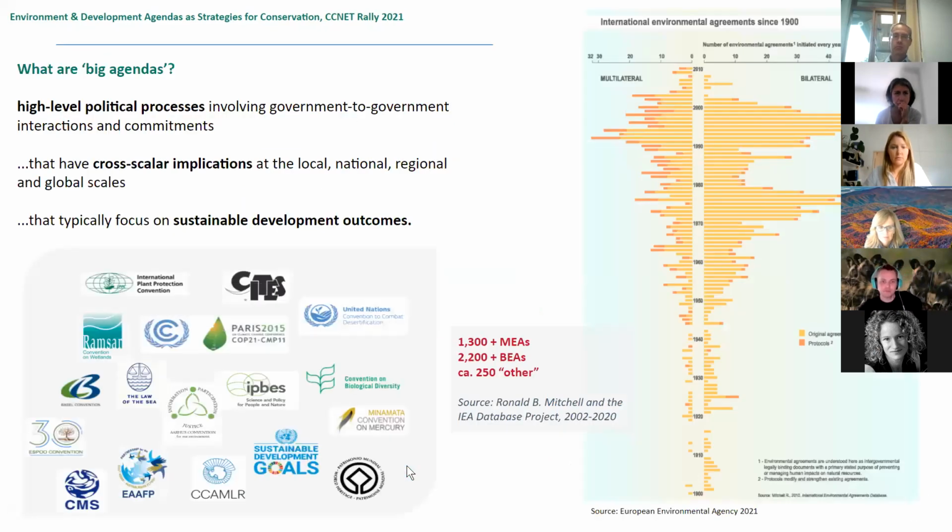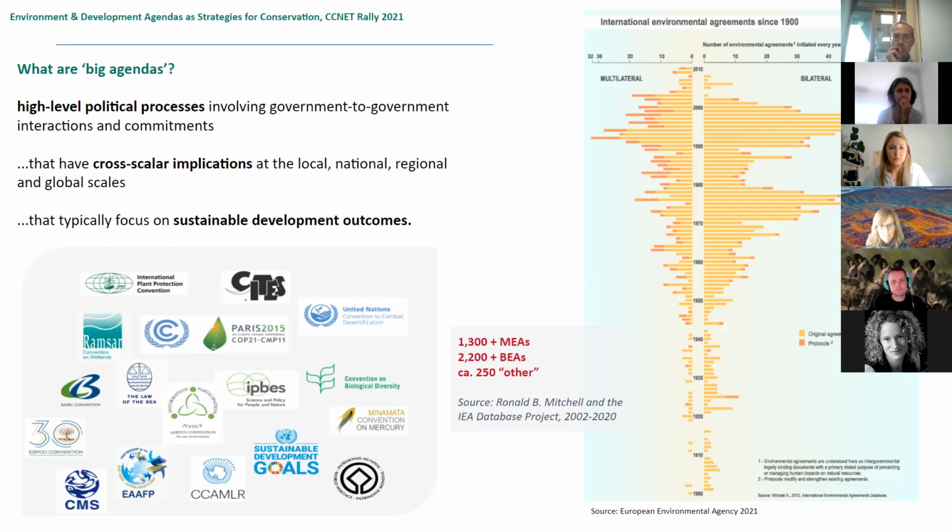Next slide, please. So just a quick introduction to what is the meat of the topic that we're dealing with. We call them big agendas. These are the high-level political processes that involve government-to-government interactions and commitments. They're very important because they have cross-scalar implications jurisdictionally and sectorally. They typically focus on holistic outcomes, so environment and development. And we're very familiar with many of the most popular ones that are going on at these times.